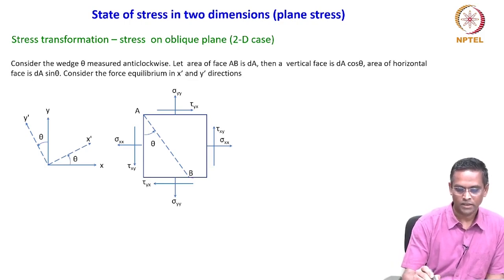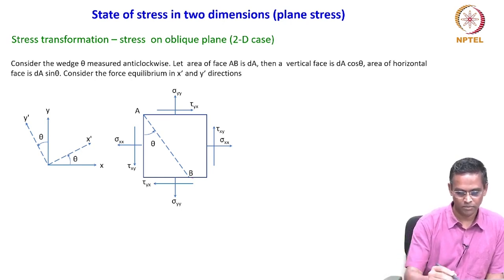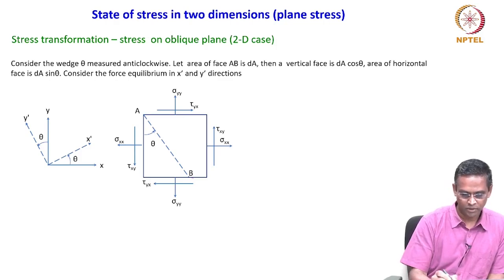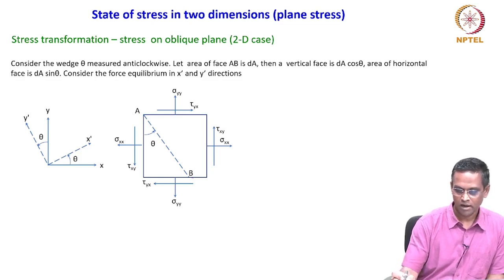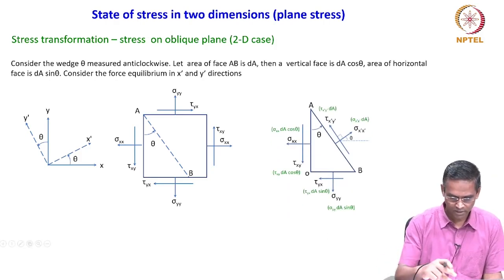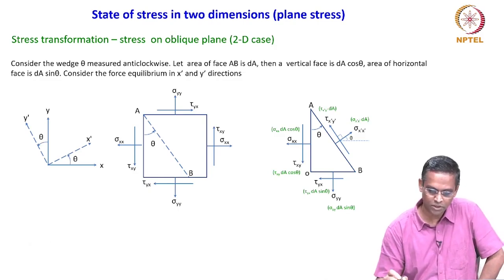Let the area of face AB be dA. So, AB, this area is dA. Then the vertical face is dA cos theta. So, we are going to consider this AB. This is an oblique plane. If you look at this projection, this is a vertical face, this is dA cos theta, and the area of the horizontal portion is dA sin theta. Okay. So, this is an assumption. So, now we will describe just the wedge portion itself. That is just a cut, and then we put it here for convenience, so you can look at the coordinates much more simply here.